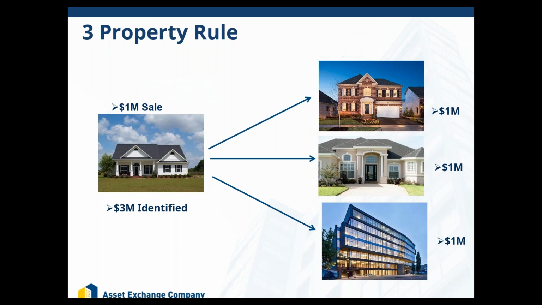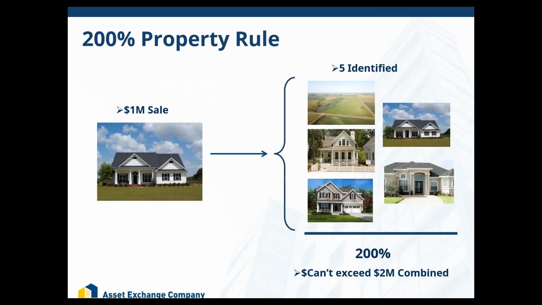Hope everybody gets it. Now, here's the 200% rule. Okay, this is where you exceed the three property rule, but you cannot exceed 200%, or two times, the combined fair market value of the property being sold. All right, so here's how it works. Again, we sell for $1 million. Now, in this particular example, we go out and we identify 5 properties. All right, because we've identified 5 properties, what just happened? We exceeded that 3 property rule. So that's going to put us into the 200% rule.